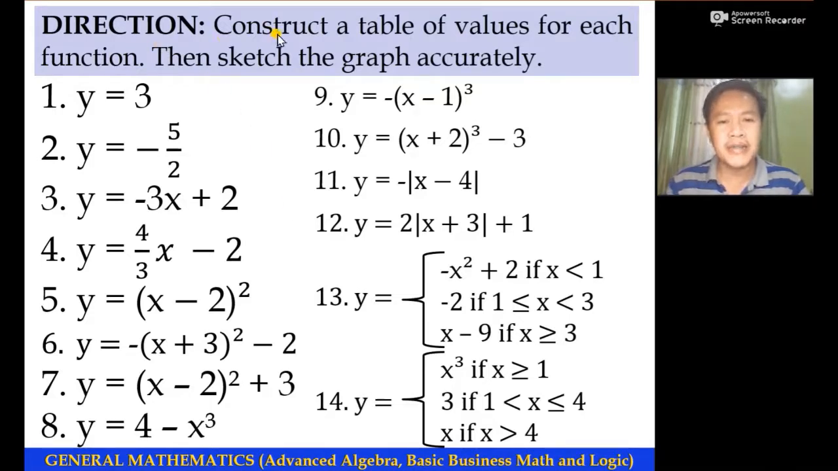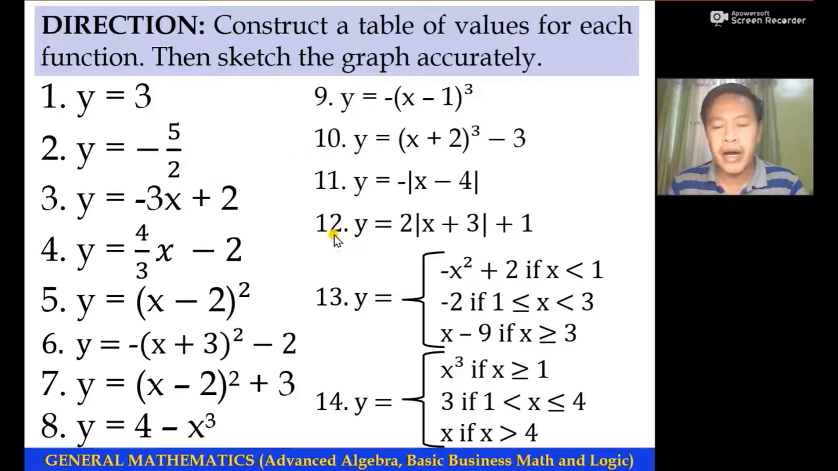This is the instruction. Construct a table of values for each function. Then sketch the graph accurately. Number 1 and 2 are constant functions. 3 to 4 are linear functions. 5 to 7 are quadratic functions. 8 to 10 are cubic functions.